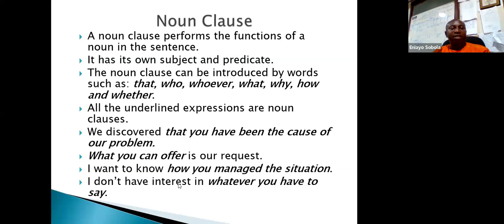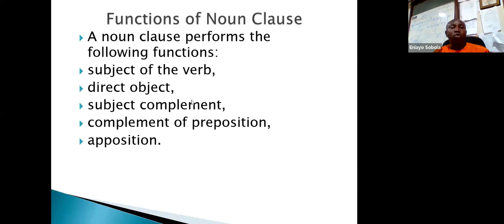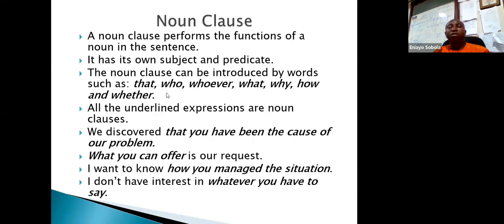Look at the last example: "I don't have interest in whatever you have to say." "Whatever you have to say" is a noun clause. And looking at it, the element that introduces it is among the elements that can introduce it, although we don't mention it. But in some cases, we may have a noun clause without any of those elements. Those elements may not be there to introduce the noun clause.